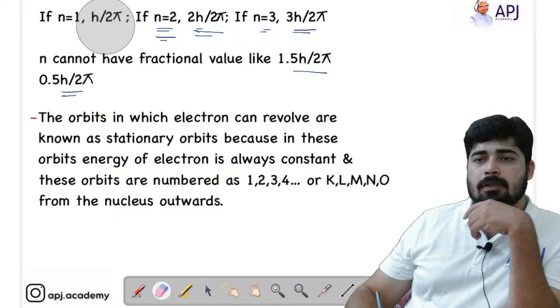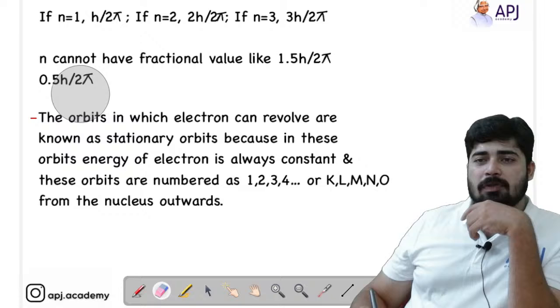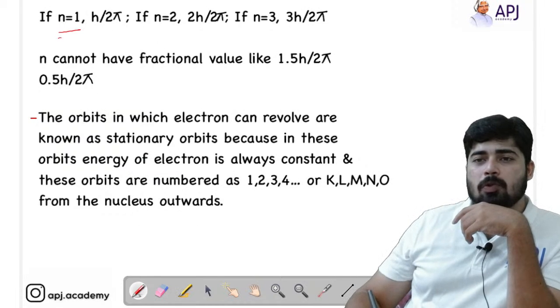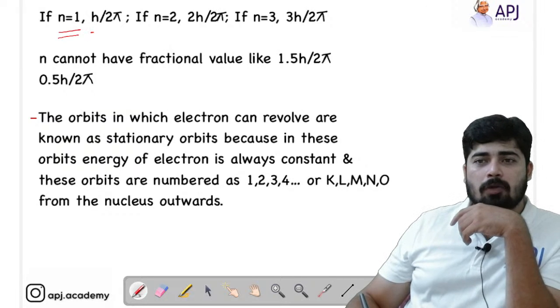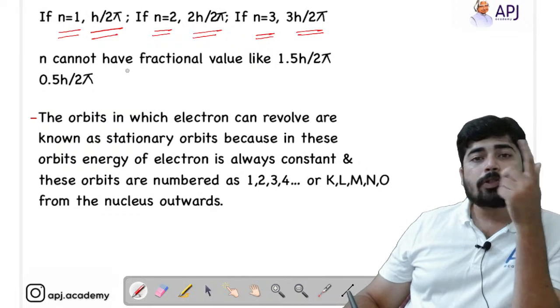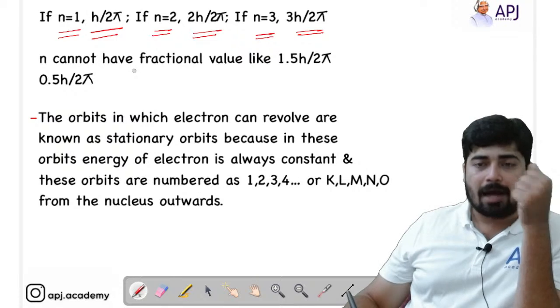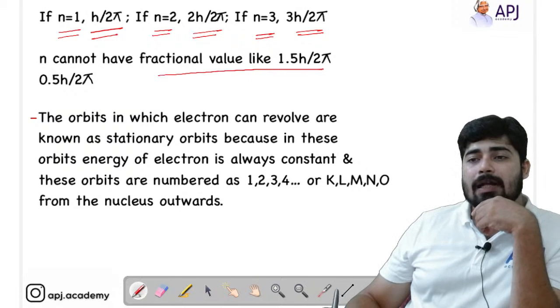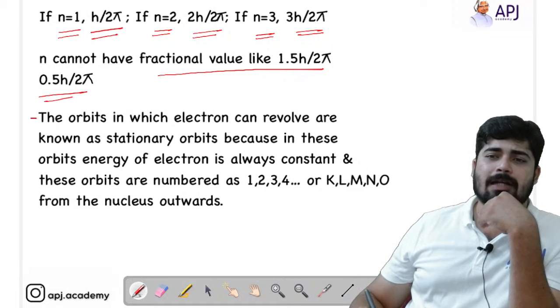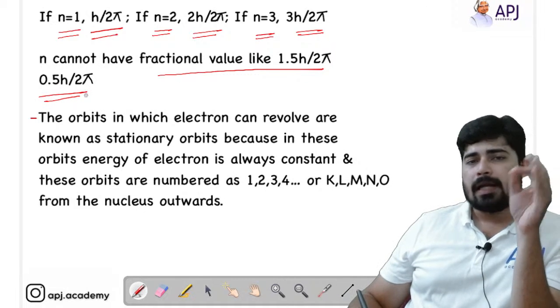So here, what I have told you just before is mentioned over here. That is, if n is equal to 1, then the angular momentum of the orbit will be h by 2 pi. If n equal to 2, then it will be 2h by 2 pi. If n equal to 3, it will be 3h by 2 pi. Okay. I have also told you that n cannot have any fractional value like 1.5h by 2 pi or 0.5h by 2 pi. Such fractional values are not possible for n.